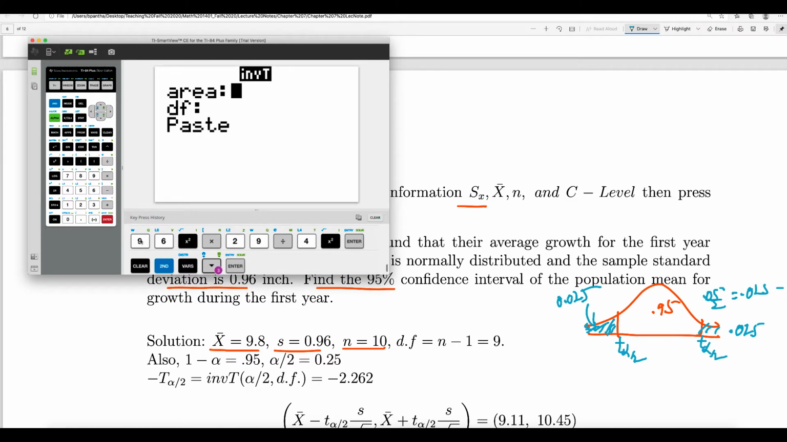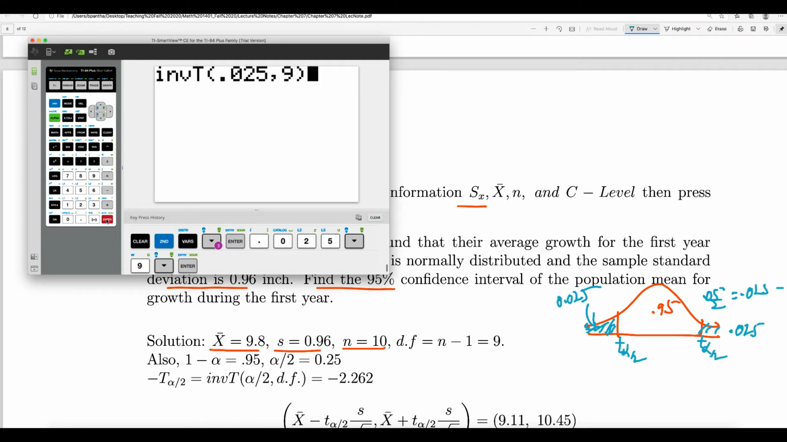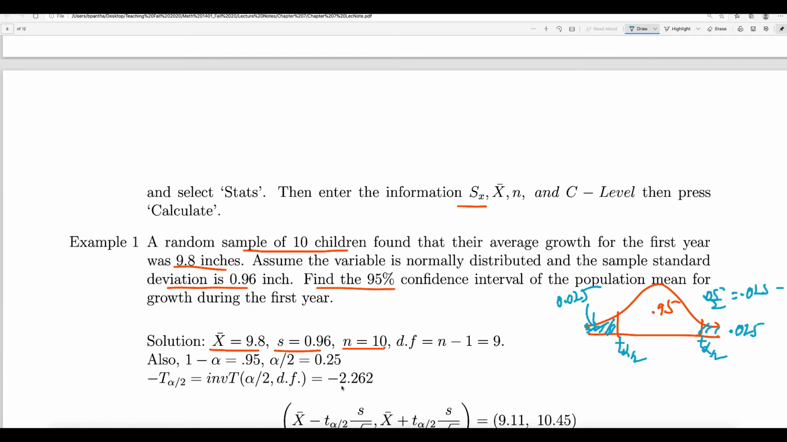I will do that. 0.025. What is the degrees of freedom? Sample size is 10, so the degrees of freedom is 9, one less than the sample size. Hit enter, paste, and you get negative 2.2621. If you round to 3 decimal places, negative 2.262. So this is negative because 0 is in the middle, and this is positive. So positive t alpha half will be 2.262.